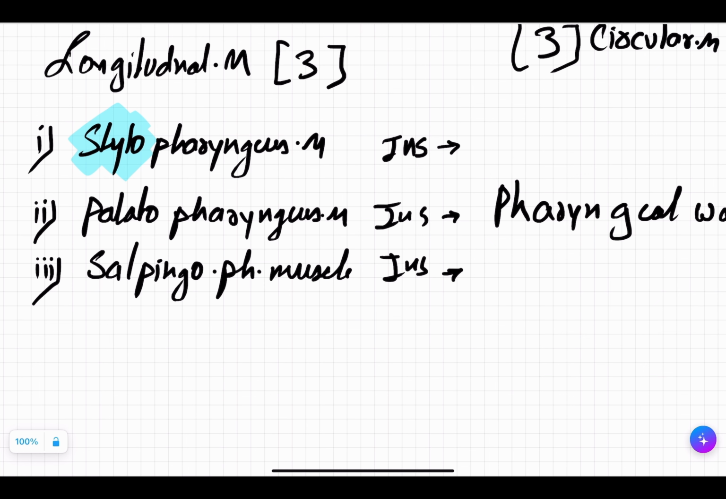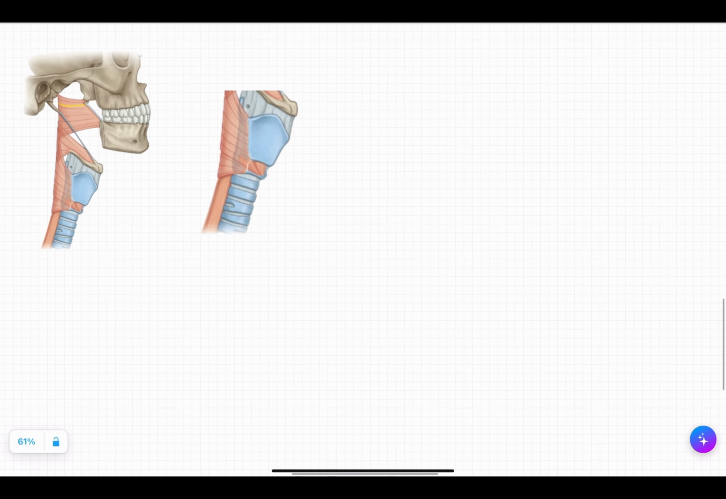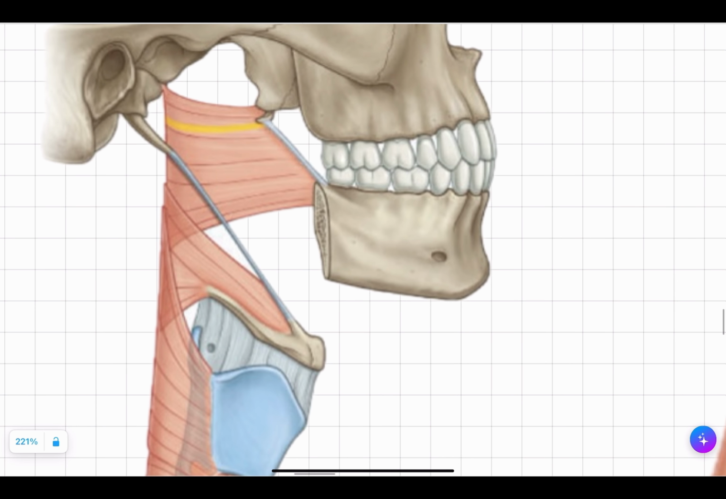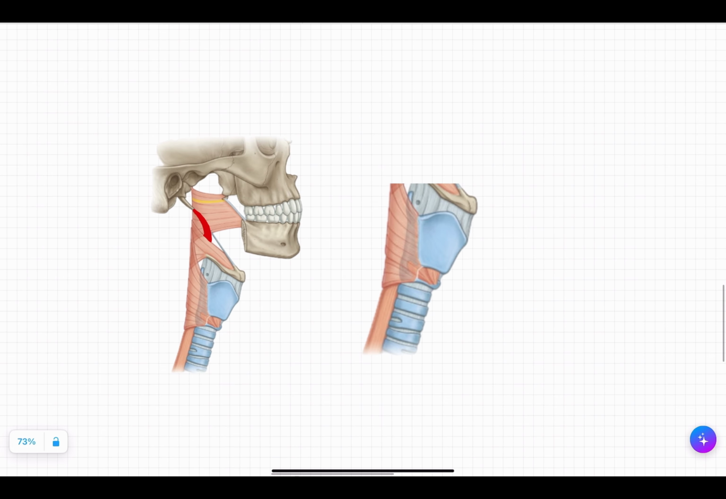I think I did not show you where the stylopharyngeus is. You see this muscle, you see this bone, the styloid process. From the styloid process, a muscle will come and it will go inside the pharynx, because longitudinal muscles are present inside. So stylo, coming from the styloid process, going to the wall of the pharynx, so the stylopharyngeus muscle. So three longitudinal muscles covered.